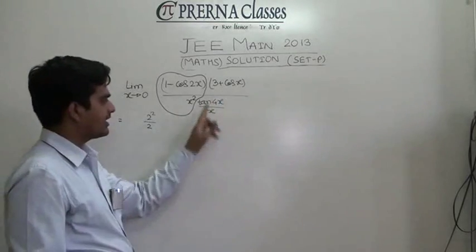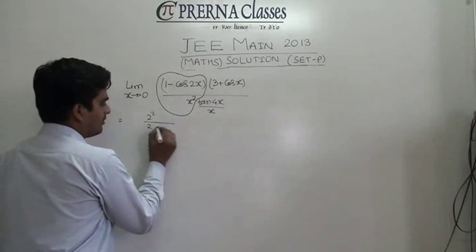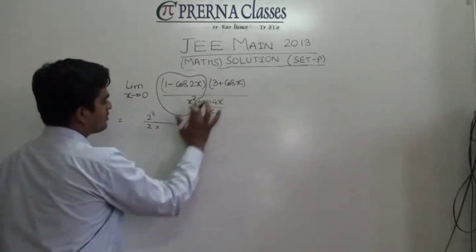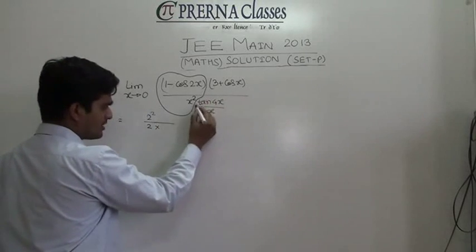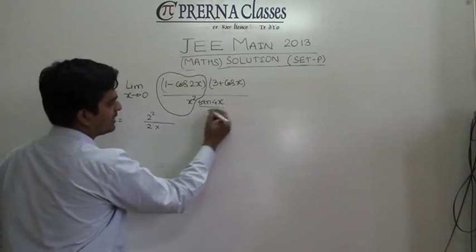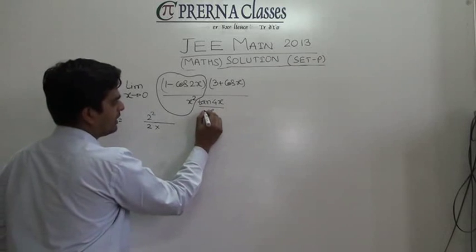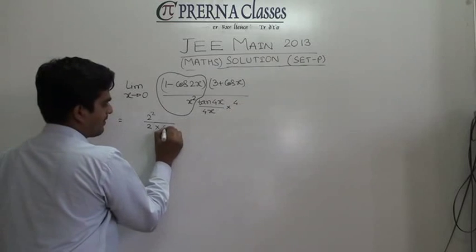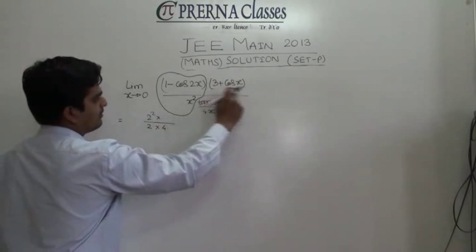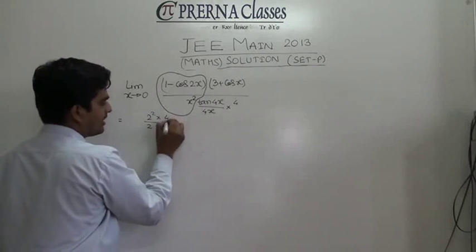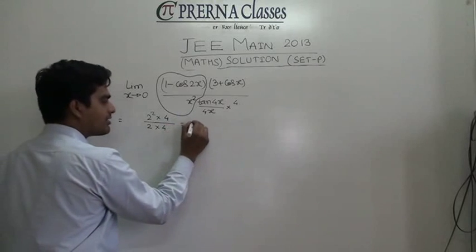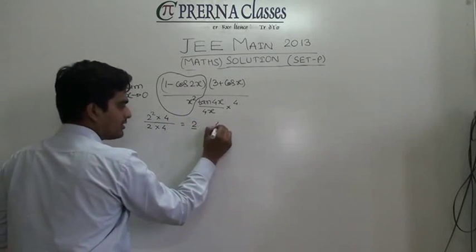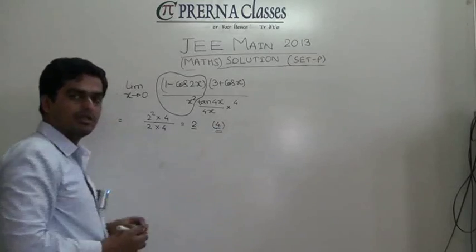If I take that x with tan of 4x, this quantity is nothing else but 4, because we require a 4 here further. And after that, if I enforce the limit on this part, that is clearly 4. So this is the limit, which simplifies to 2, which is the fourth option given in that paper.